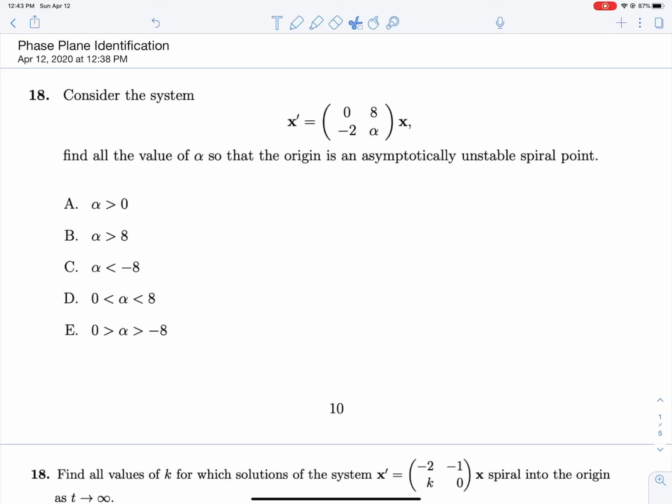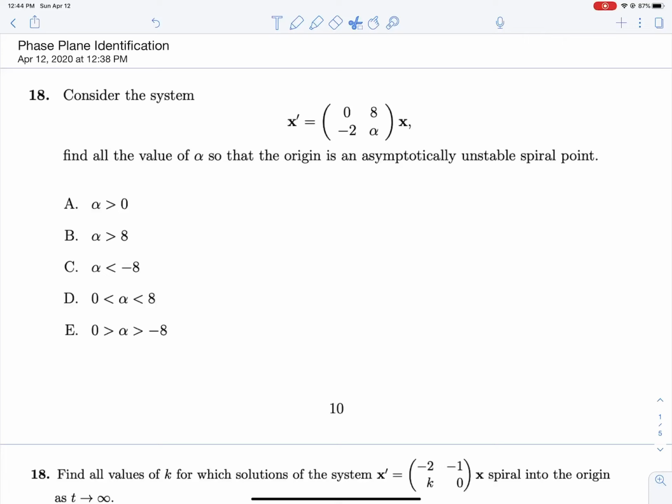This is the first video I'm doing of all of my individual topic videos for MA 266 and 265. This is phase plane identification for MA 266. And there's a reason I'm choosing it as the first one. It's probably the simplest of all the 266 topics to run through really quickly. So we have 5 questions to go through.